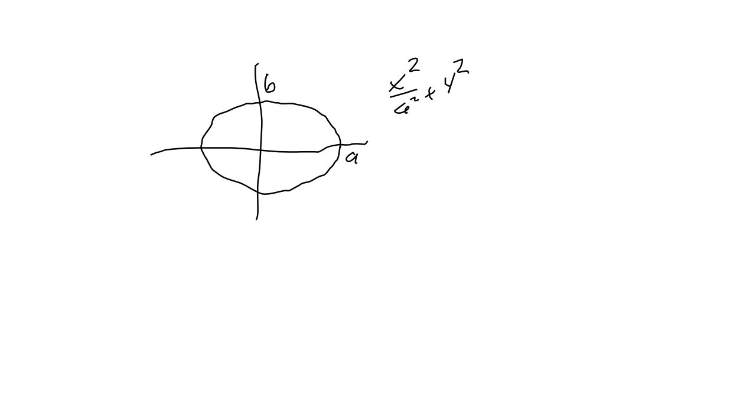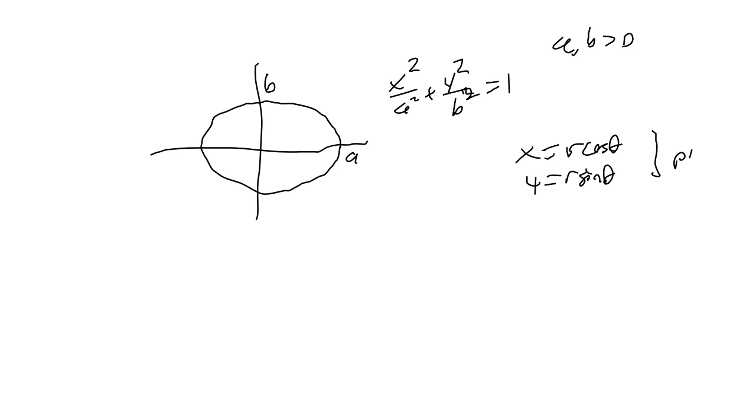So I've got an ellipse. The equation is x squared over a squared plus y squared over b squared is 1. We assume here that a and b are positive. The question is, how can we solve this with a transformation? The idea is we should think about polar coordinates. Normally in polar coordinates, x is r cos theta and y is r sine theta. And then we can compute the area using polar coordinates.